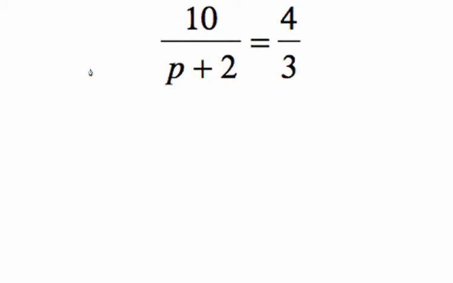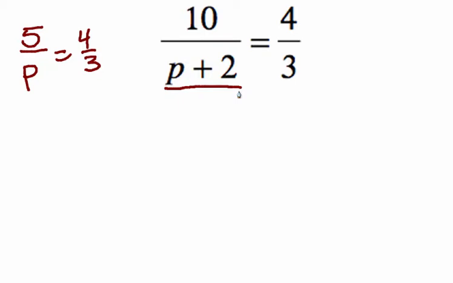In the previous video on solving proportions, we looked at things that said something like 5 over p equals 4/3. And we cross-multiplied to solve because cross-multiplication is the same as clearing both of the denominators out of the fractions. In this video, we're going to look at proportions that have two terms in a denominator or a numerator, one being a variable and one being a constant.